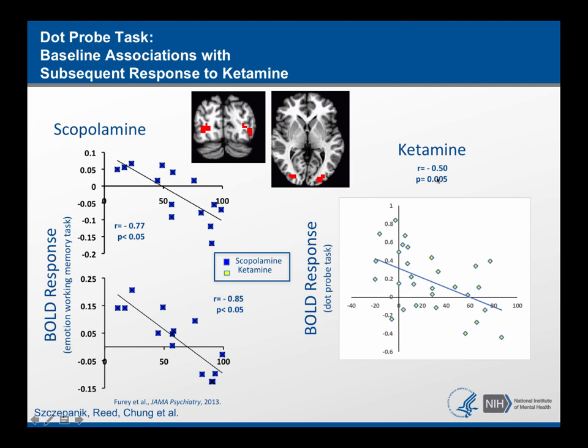And when we looked at that in our current study, we found that the BOLD response in the dot probe task was actually correlated quite nicely with the response to ketamine. So we do have some convergent findings that even drugs that are very different may have downstream effects that are actually quite the same, at least in their effects on the brain.